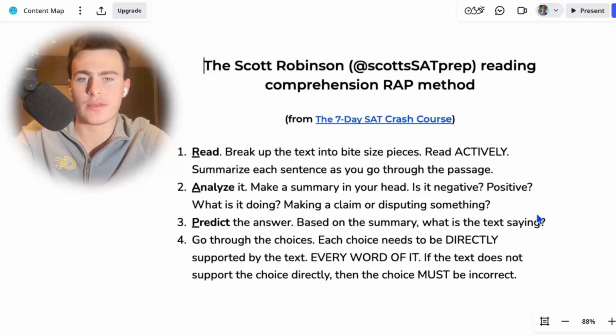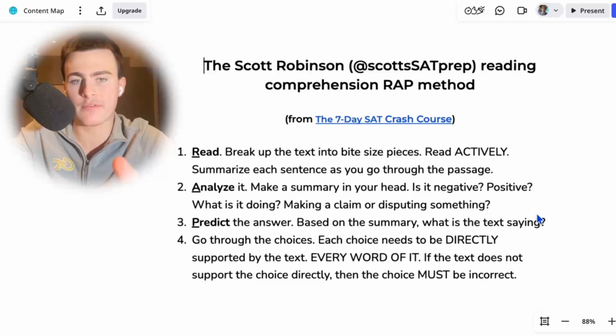I don't know. Third, predict the answer. Based off of that summary, what will the answer be? What is the text saying? And you need to literally predict what the answer will be. Maybe it's a blank, maybe it's a command of evidence question, but you need to predict what the answer is going to be based off of your analysis.